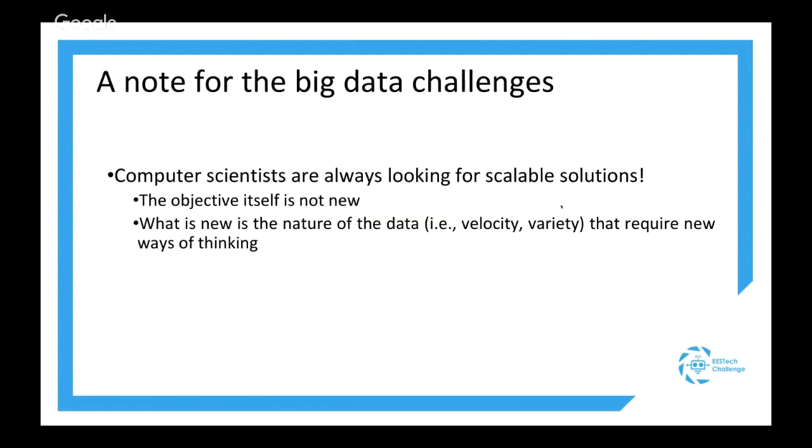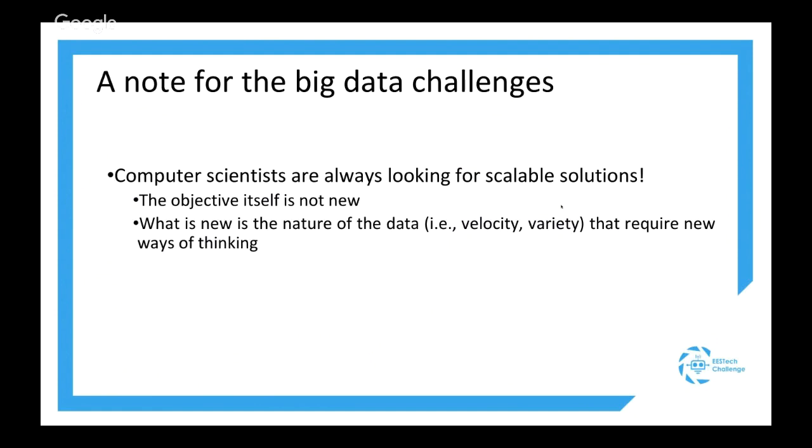Now, an interesting thing to keep in mind is that computer scientists have always been trying to find ways to store, retrieve, and process data more efficiently. So the objective itself for big data is not something new. What is new is the nature of the data. We don't have only one type of data, relational data, but we have vast amounts of data of different types and velocity. So the challenge and the objective is not something new.